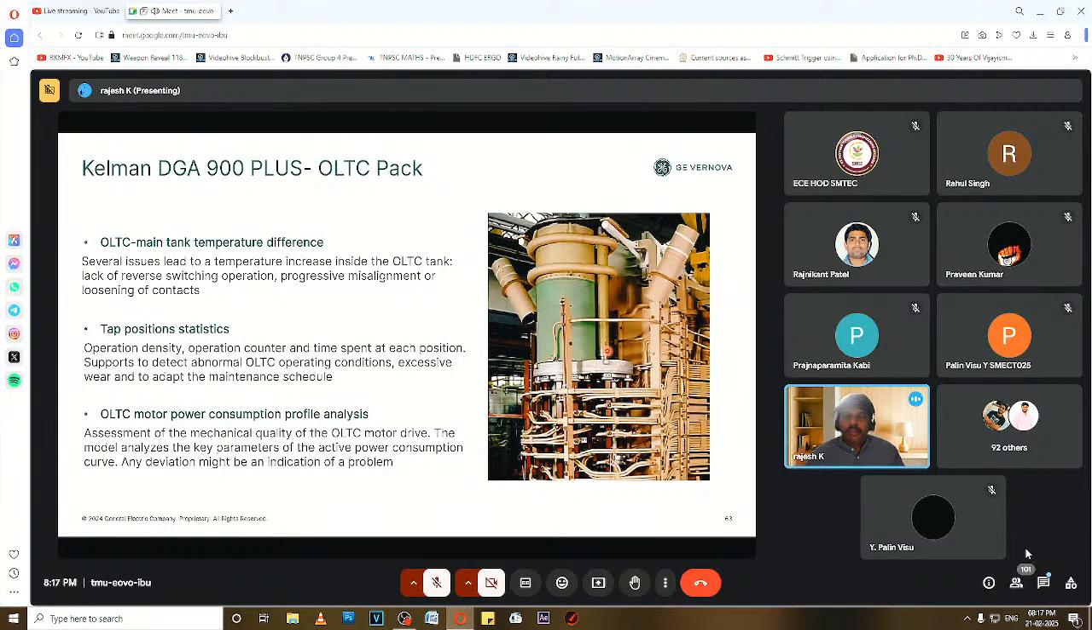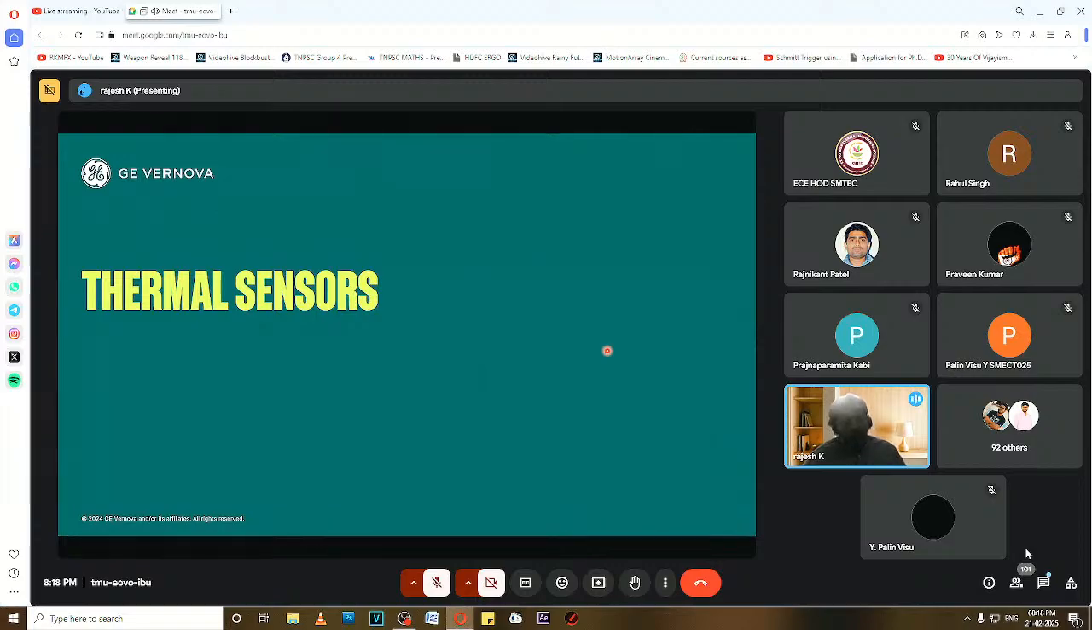So there are sensors in the OLTCs which will monitor the gas, the number of operations, arcing. Of course, we can also have PD in it. Then we have the thermal sensors. Now the current advanced technology is the current sensors, thermal sensors.